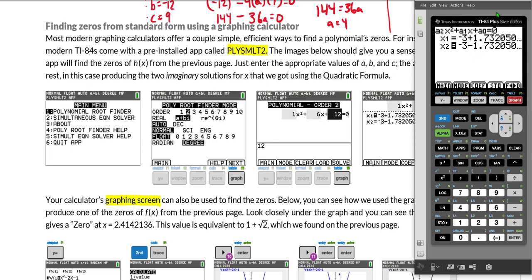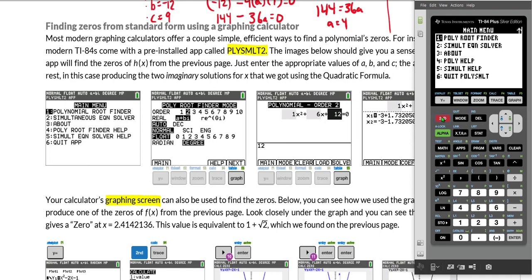So again, if you have a TI-84, it's a nice benefit to have the Polynomial Root Finder app on your TI-84. If you don't have the TI-84, again, I'm not telling you to rush out and get one unless you were planning to do that already. To get out of the app, you can keep hitting second and mode, which is your quit button.